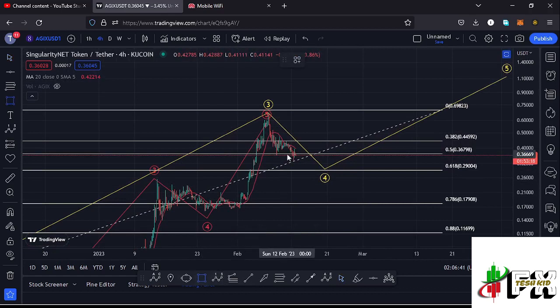and I can mark that target area here on the chart, which lies between the $0.44592 mark and the $0.36798 mark, which is a target area that we have fully maximized.